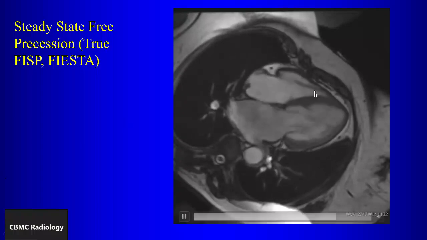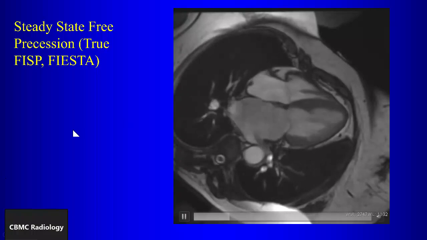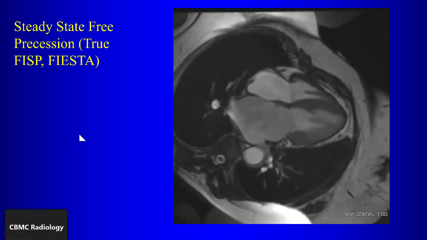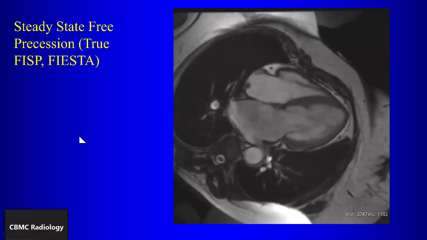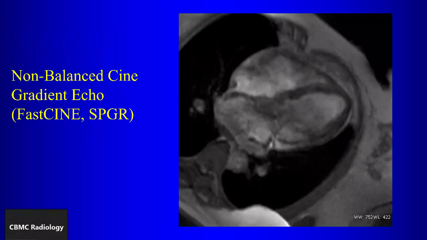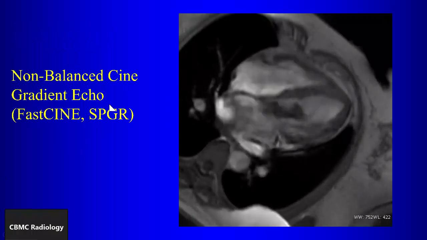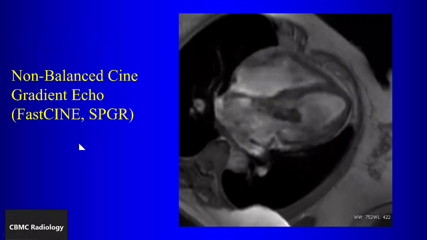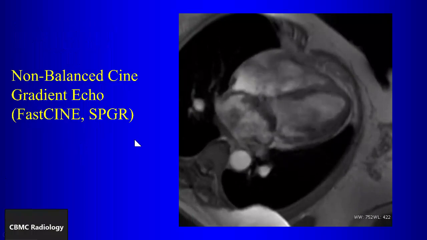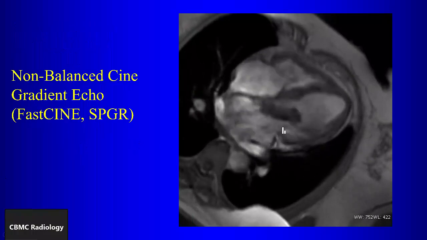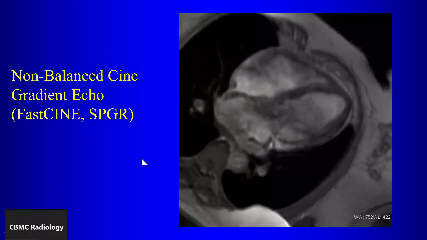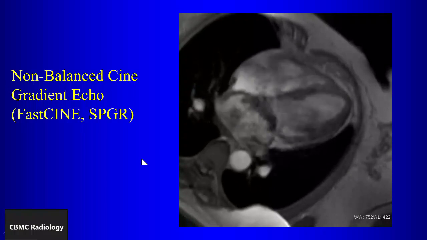So remember, these are non-spoiled, so this is steady state free precession. So we talked about if you're looking for, especially if you're evaluating turbulent flow, if you're looking for valvular lesions, that there is another sequence that we can do, a non-balanced gradient echo. GE calls it fast SPGR, it's a spoiled GRASS kind of sequence. There's the tumor, right?